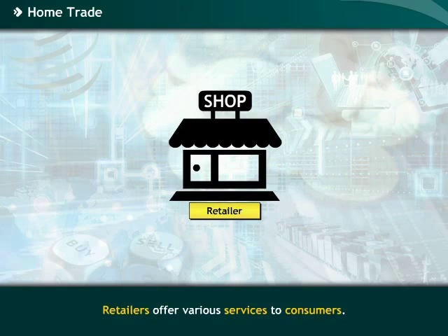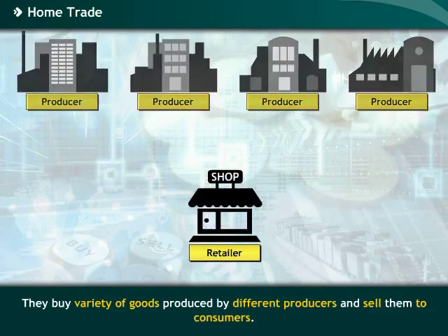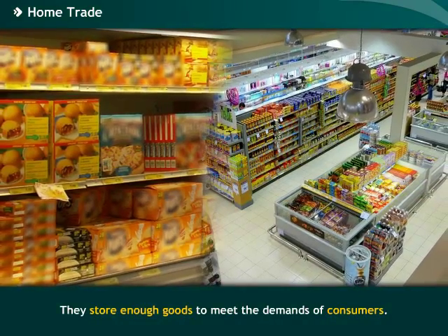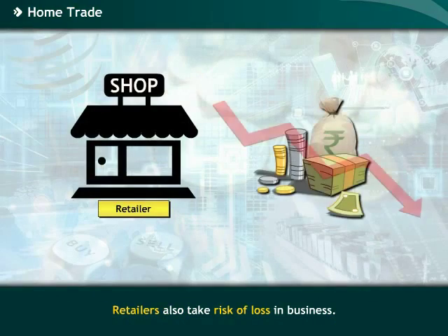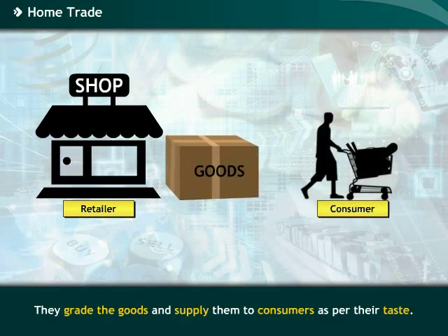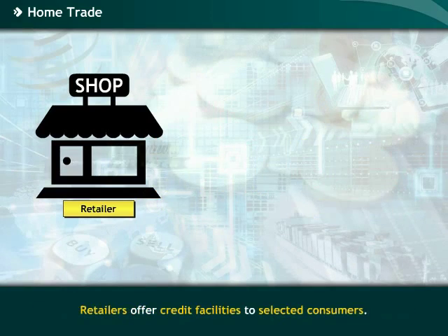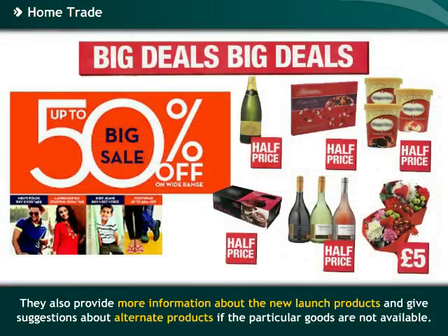Retailers offer various services to consumers. They buy a variety of goods produced by different producers and sell them to consumers. They store enough goods to meet the demands of consumers. Retailers also take the risk of loss in business. They grade the goods and supply them to consumers as per their taste. Retailers offer credit facilities to selected consumers. They also provide more information about the new launch products and give suggestions about alternate products if the particular goods are not available.